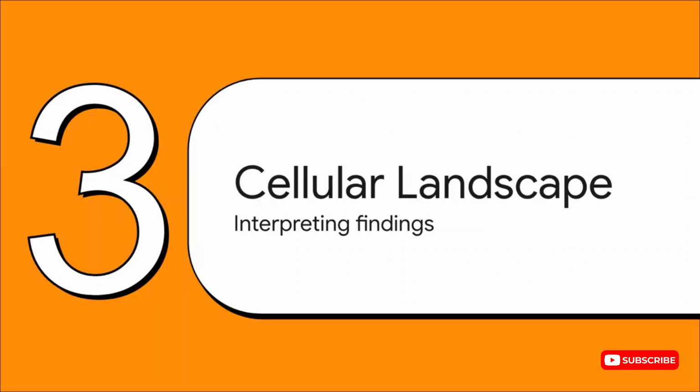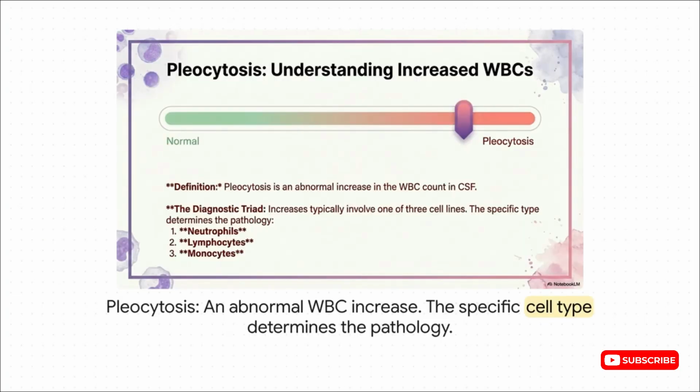Okay, Section 3, Decoding the Cellular Landscape. We've got the basics down. Now the real detective work begins. This is where we learn to interpret the abnormal findings that lead us to a diagnosis. Often, the very first sign of trouble is something called pleocytosis. The definition is really straightforward. It's just an abnormal increase in the white blood cell count in the CSF.